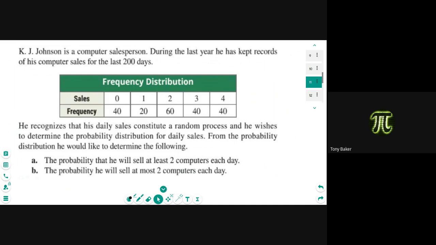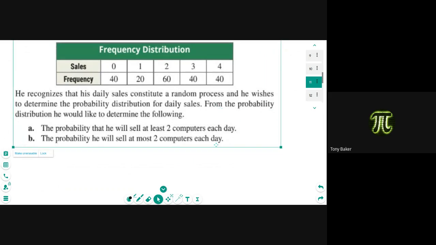The most he's ever sold was 4. And he sold that in how many days? 40 days out of 200. So if I wanted to find the probability that he sold 4 computers, how would I do that? 40 divided by 200. Correct. Okay, so I've got my frequency table here. But let's make our distribution.